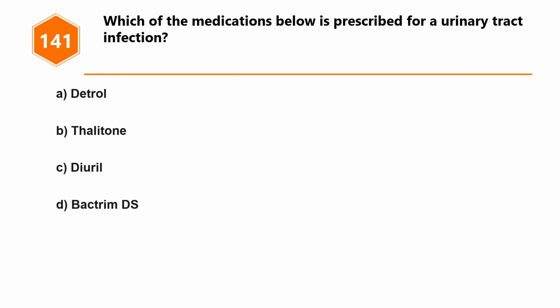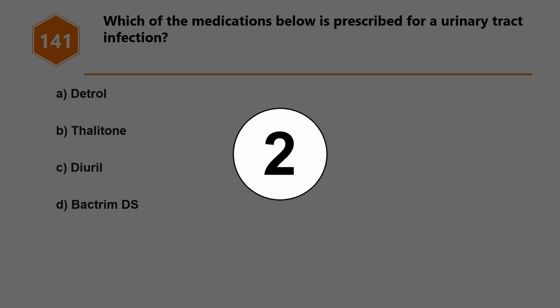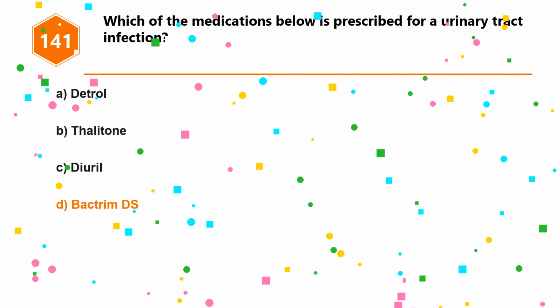Question 141. Which of the medications below is prescribed for a urinary tract infection? Option A, Detrol. Option B, Thalitone. Option C, Diuril. Option D, Bactrim DS. The correct answer is option D, Bactrim DS.